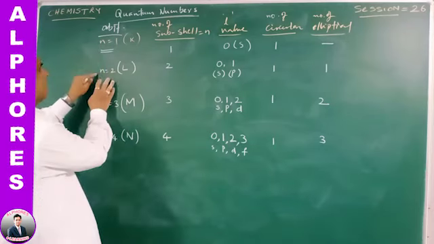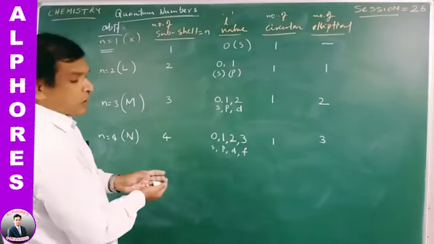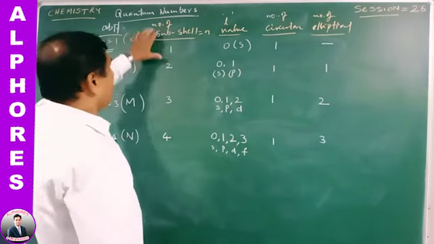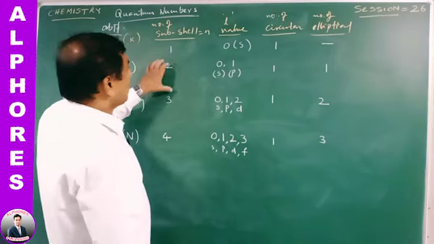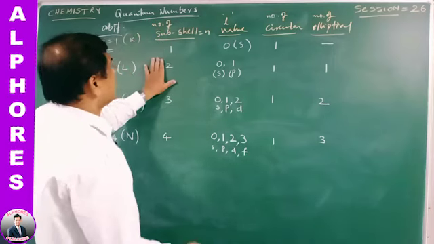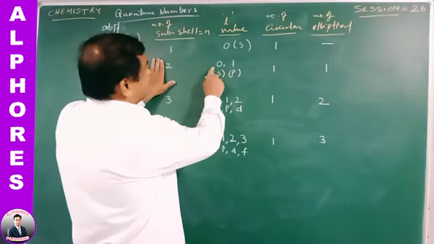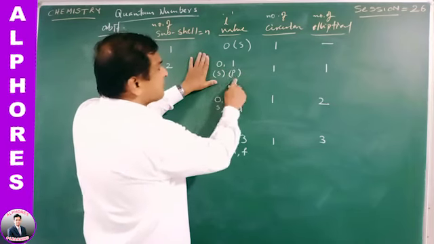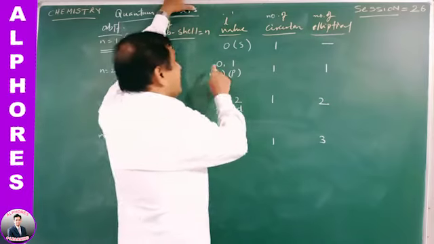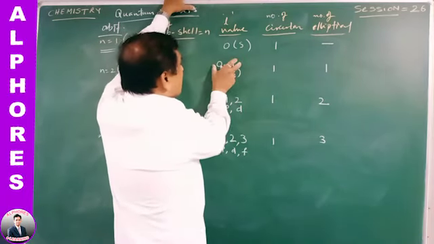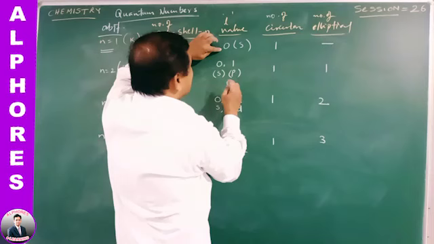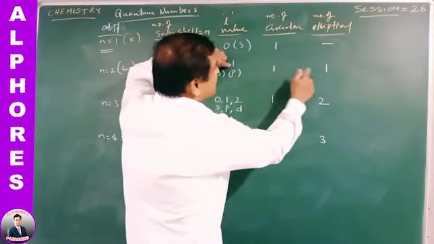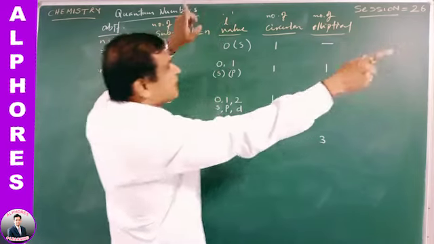In the second energy level, that is the L shell, how many subshells exist at maximum? Maximum 2 subshells exist. Their L values are 0 and 1, and the designations of those subshells are S and P. Out of these 2, how many are circular? S is always a circular suborbit, and L equal to 1 is an elliptical suborbit.